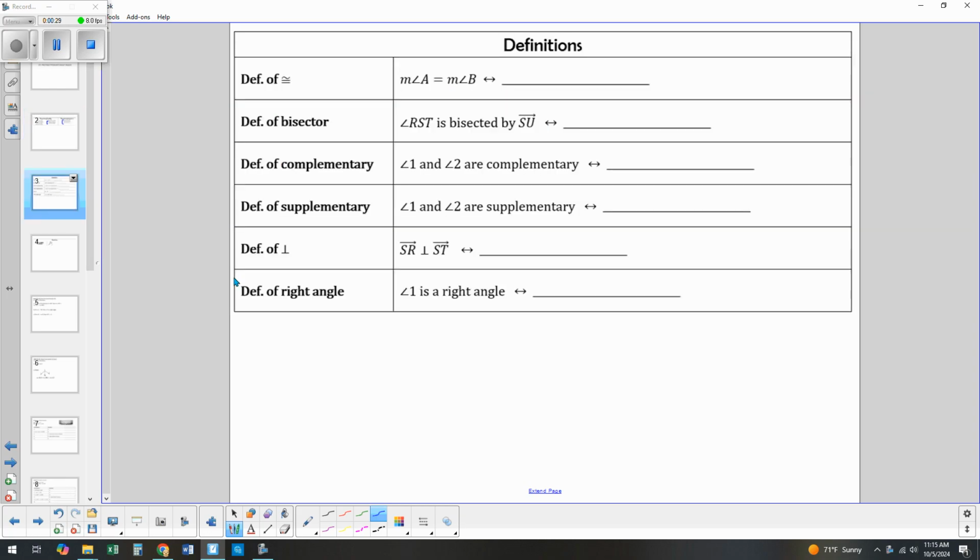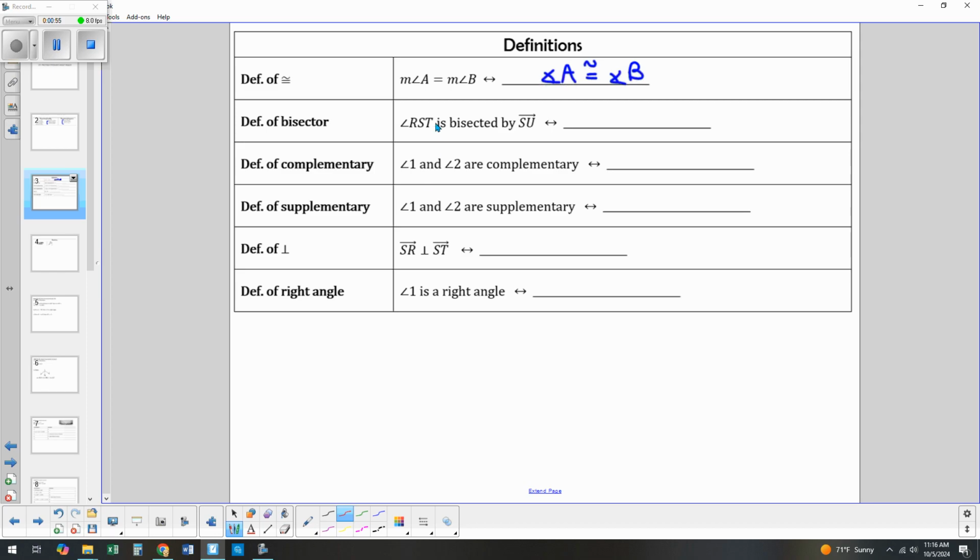But we have some more definitions that we're going to use. And all of these, if you notice in the middle, there's a double arrow. That means the order could go either way. We could start with the first and turn it into the second, or start with the second and turn it into the first. So the definition of congruence is still changing the symbol. Instead of saying measure of angle A equals measure of angle B, we would say that angle A is congruent to angle B.